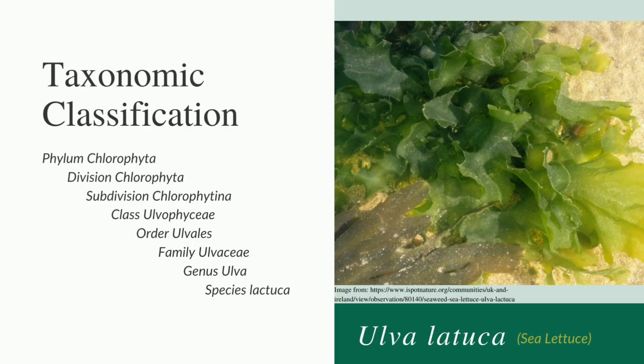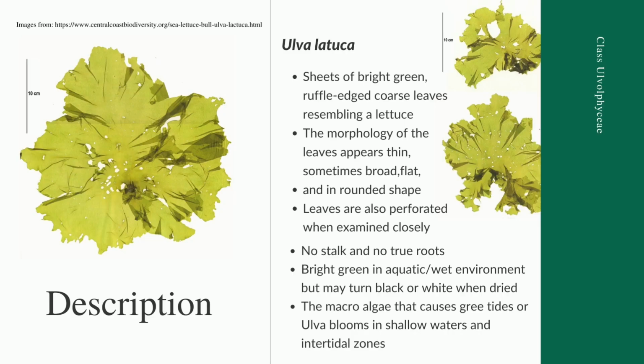Moving on, genus Ulva is often characterized by pseudoparenchymatous morphology and is very similar and sometimes synonymous to Enteromorpha species. Ulva lactuca here is commonly known as sea lettuce. As seen in these pictures, it has a perfect depiction of a regular lettuce, but you can probably put this on your favorite burgers. Ulva lactuca is described in situ as sheets of bright green thallus or leaves with ruffled edges, which contributed to its resemblance to lettuce.